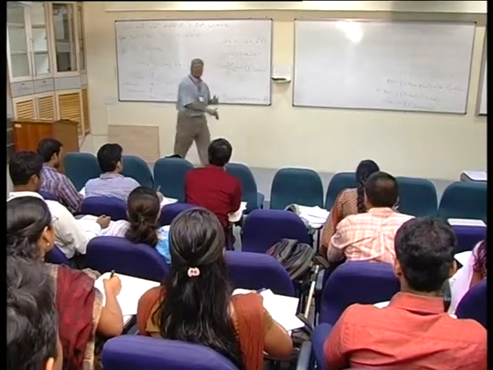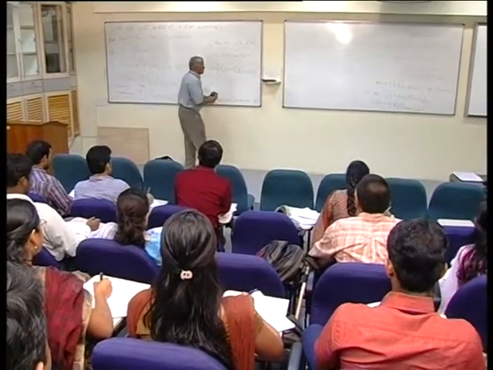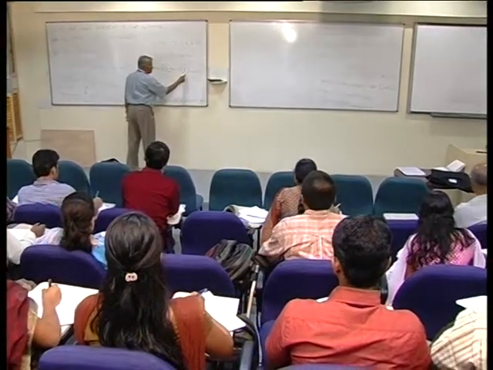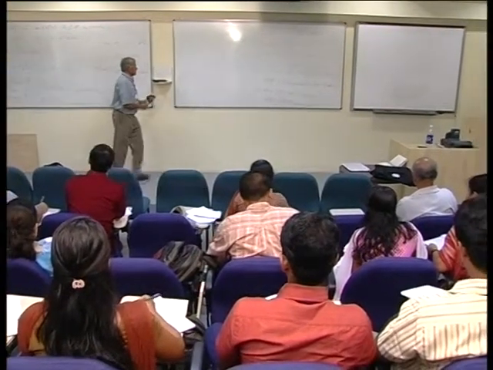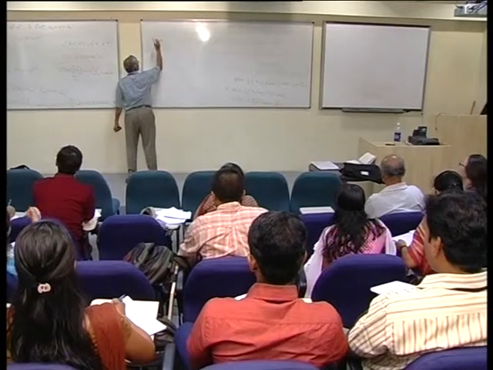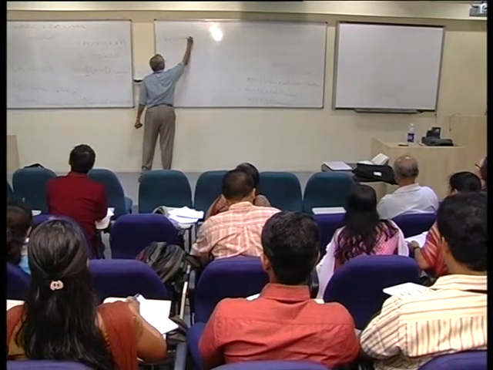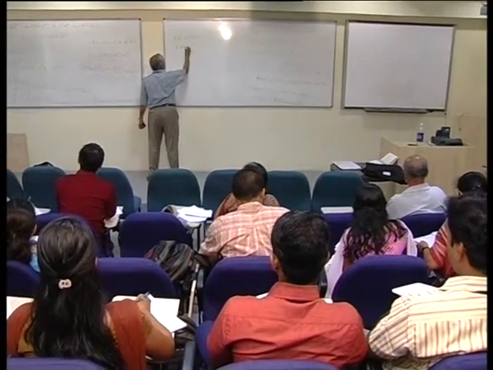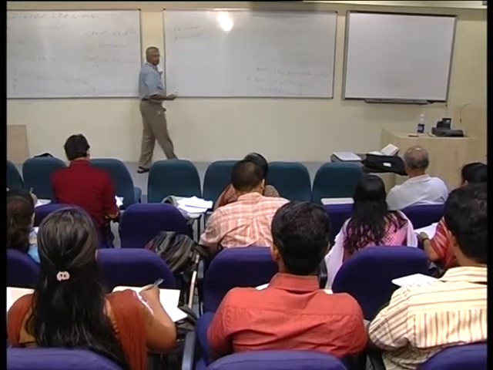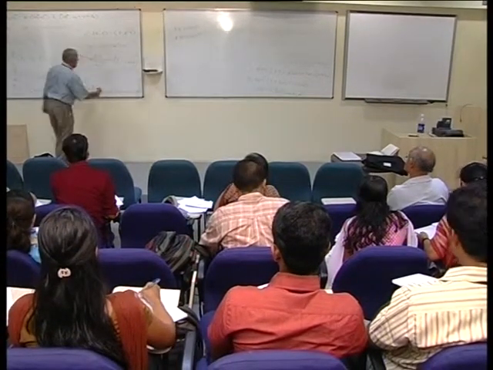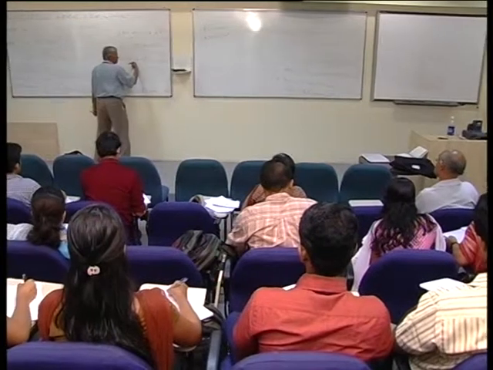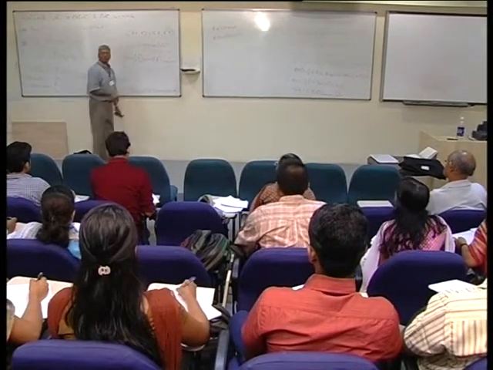Why is this a monster of an equation? Let's look at this now. This is the vector. This is the matrix. Matrix vector is n squared. Matrix matrix is n cube. So if I go this way, it is n squared. If I go this way, it is n cube.